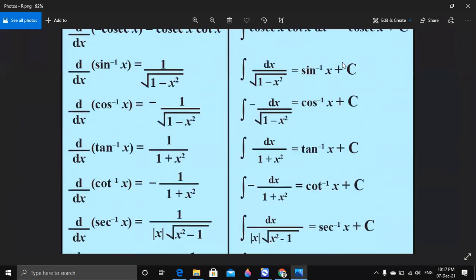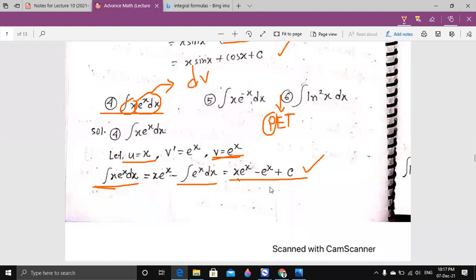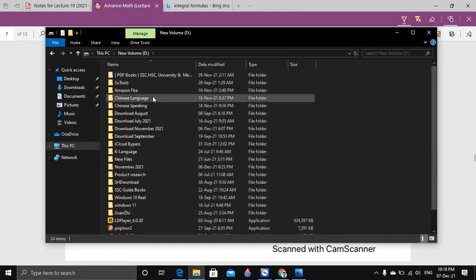Go back to the answer, please. The integration of e to the power x dx. So from the formula, we know that it will be e to the power x plus c. Oh, okay, got it.